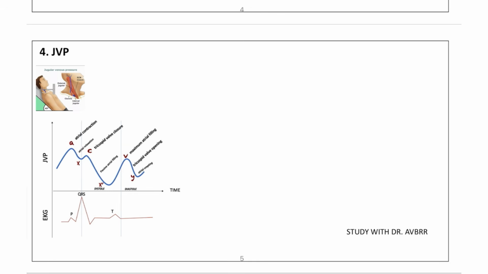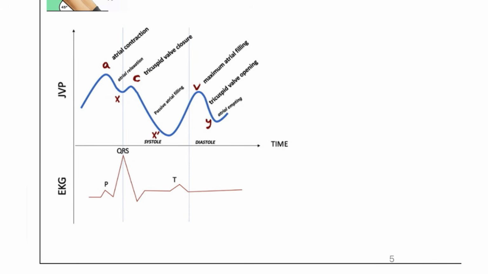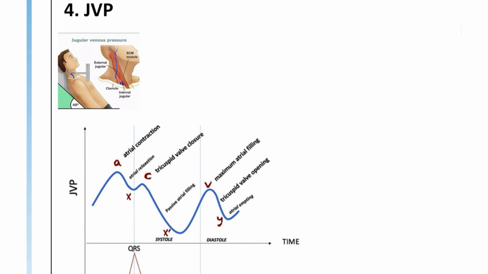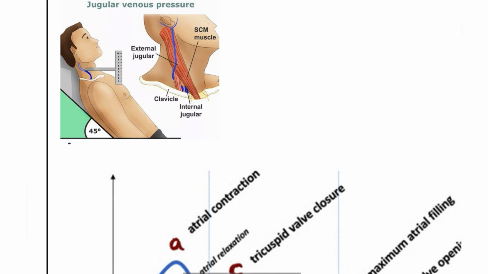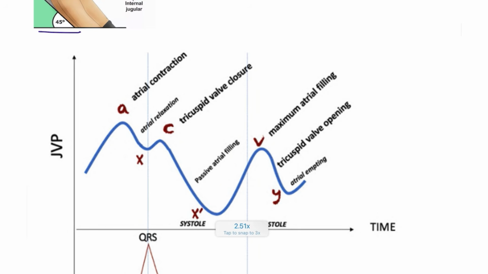Next, JVP. So in the JVP, what is normal JVP? In JVP, we are just looking at the right atrium function. Okay, at an angle of 45 degrees, with the help of a scale, from the internal jugular vein to the sternum you have to measure, and it will be around a 4.5 centimeter gap. When you are measuring this, you are going to see these waves.